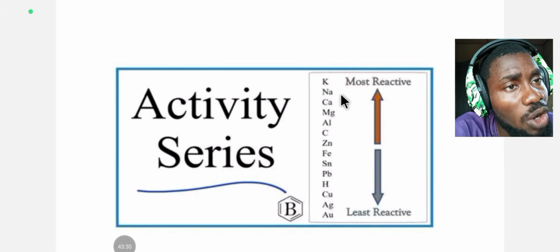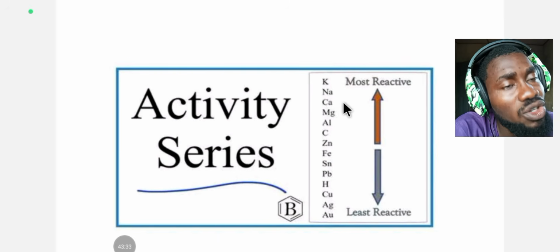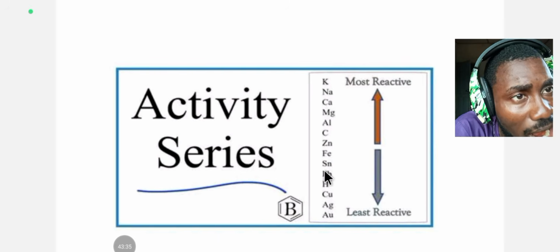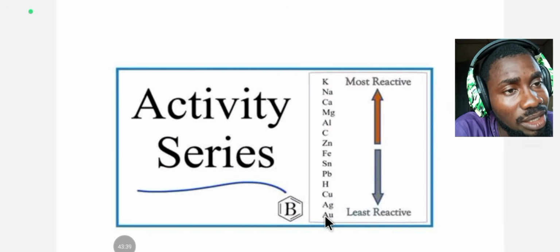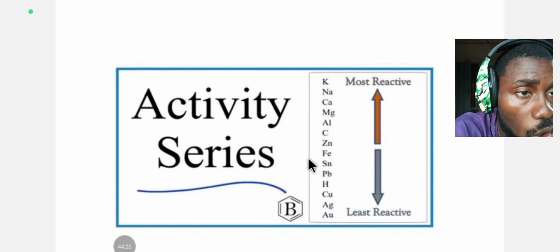So potassium is more reactive than sodium. Sodium is more reactive than calcium. Calcium is more reactive than magnesium. As you go down, reactivity decreases, so when you are ascending, reactivity increases as you go up.